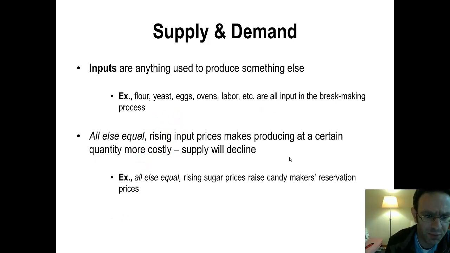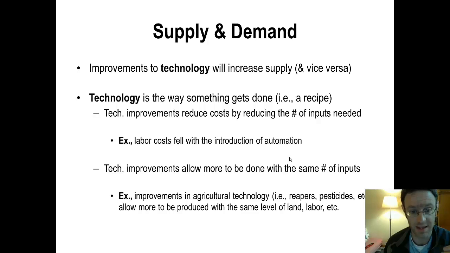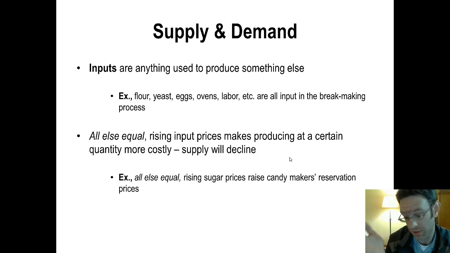With inputs and input prices, it's important to think about what inputs actually are by definition. Think of an input as anything that goes into the production process. If the prices of inputs rise, all else equal, we can expect the costs of production to rise, and as a result, the supply curve will shift up and to the left, a decrease in supply. We can expect sellers to require a higher price to produce any particular level of output.